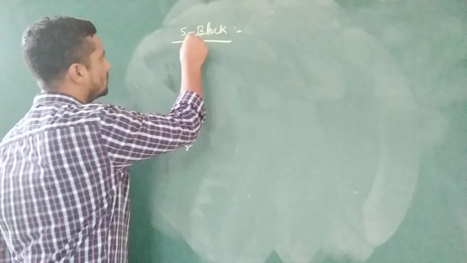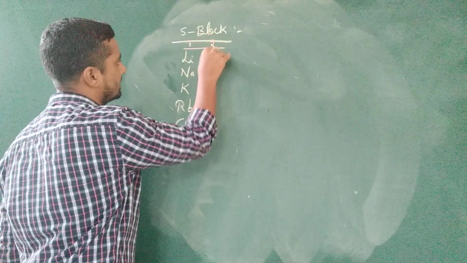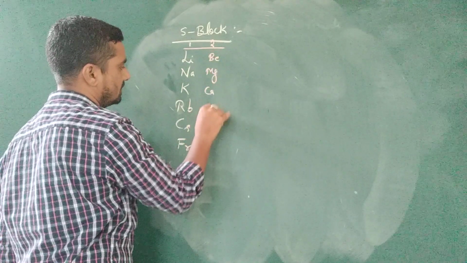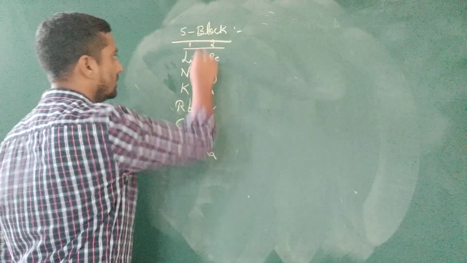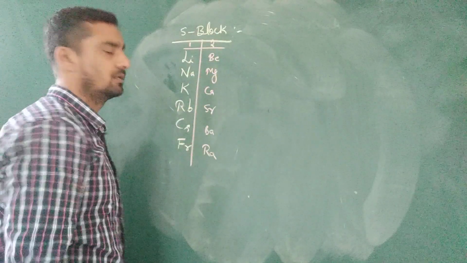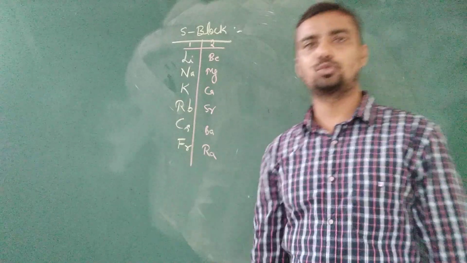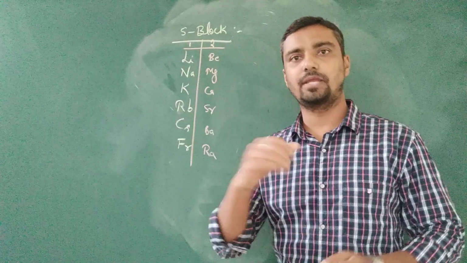Group 2 consists of beryllium, magnesium, calcium, strontium, barium, and radium. Both group 1 and group 2 elements belong to the S block. So why do these elements belong to the S block? That is very important.